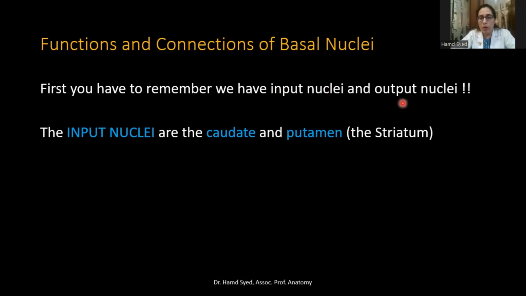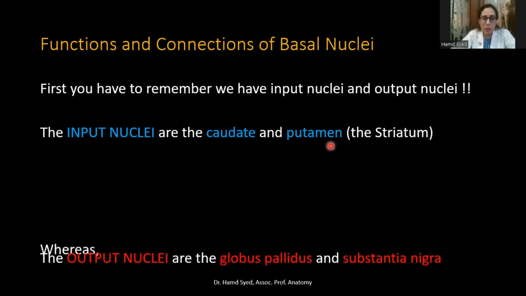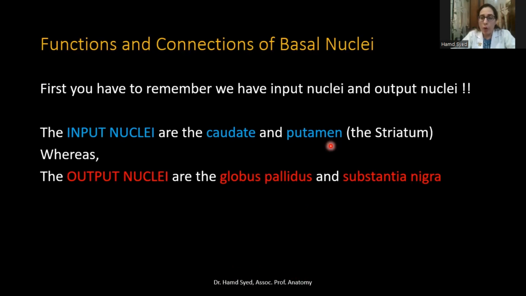Now, the input nuclei are the caudate and putamen, which I told you before are the striatum. Whenever we say striatum, we mean caudate and putamen. So these are the input nuclei, whereas the output nuclei are globus pallidus and substantia nigra.